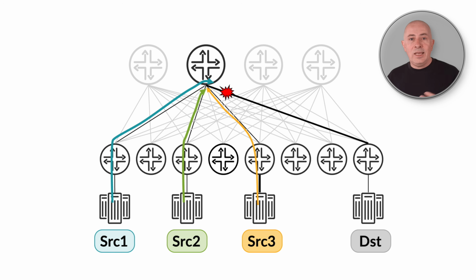But what happens if the congestion happens one level above? For example, between the spine and the destination leaf. The source leaf has no way to know that a particular spine is not in a position to optimally forward the traffic it will send to it. That's what GLB, Global Load Balancing, intends to address.